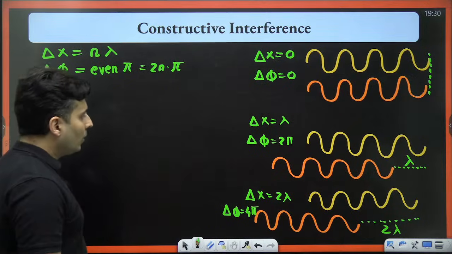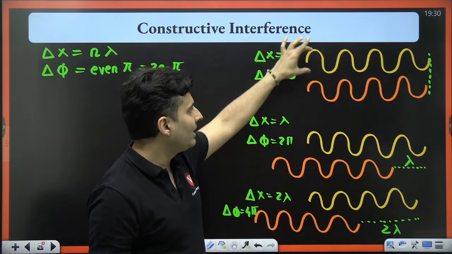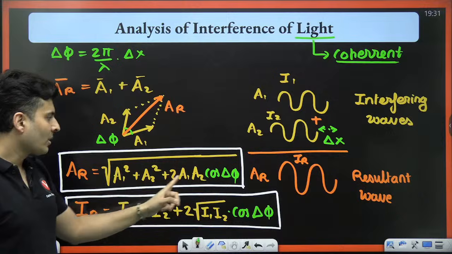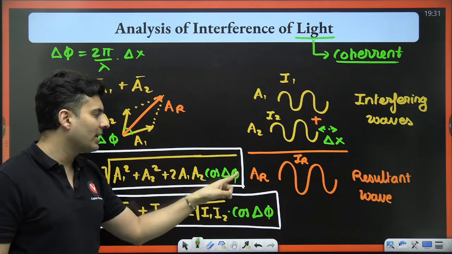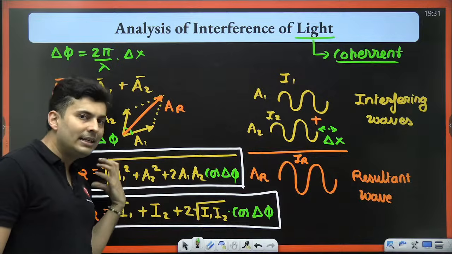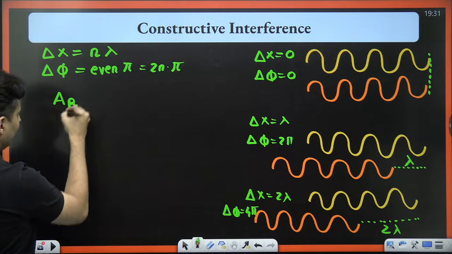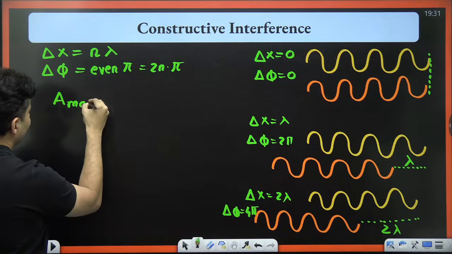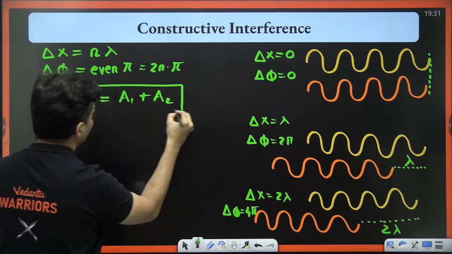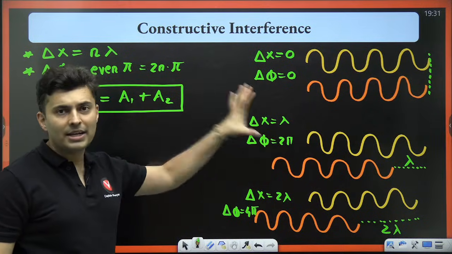Now, what about the amplitudes? Well, if this is A1, this is A2, A1 and A2 will directly add. And if you notice even in this formula, what will happen? This cos of 0 will become 1. Cos 0 or 2 pi or 4 pi or any even multiple of pi will become 1. It will end up being just A1 plus A2. So the resultant amplitude, which in this case will be the maximum amplitude, will be just A1 plus A2. Nothing more, nothing less. All these are important things which you must know. Maximum possible amplitude will be the addition of the amplitudes.